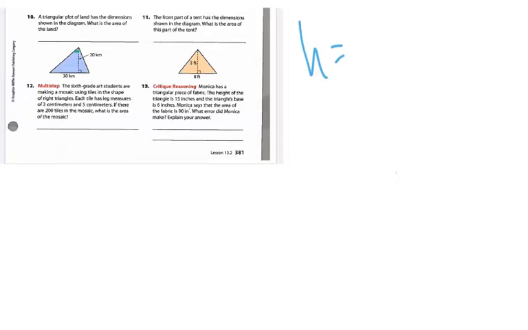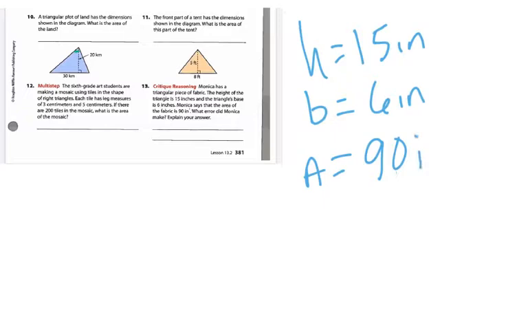Whoopsies. It says Monica has a triangular piece of fabric. The height is 15 inches. Come on, Mrs. Eccles, get it together. 15 inches. The triangle's base is equal to 6 inches. Monica says that the area of the fabric is 90 inches. So she's saying area is equal to 90 inches squared.